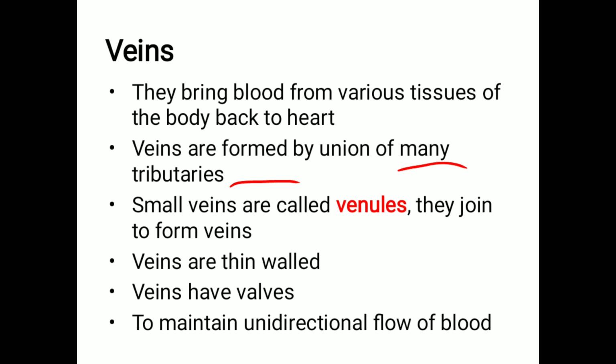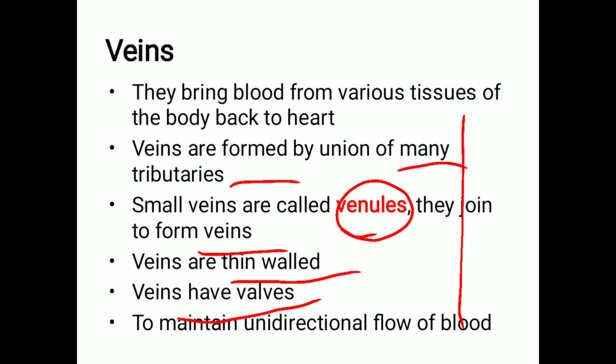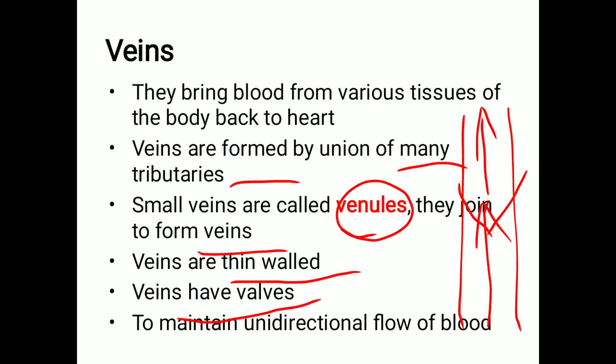Small veins are called venules. They join to form veins. Veins are thin walled, and veins have valves. What do you mean by valve? Veins carry blood towards the heart, so they have to go against gravity. The blood has to move like this. Against gravity, there are valves present, so it allows the blood to flow only in one direction. It can't go in the opposite way, because of the presence of the valve.